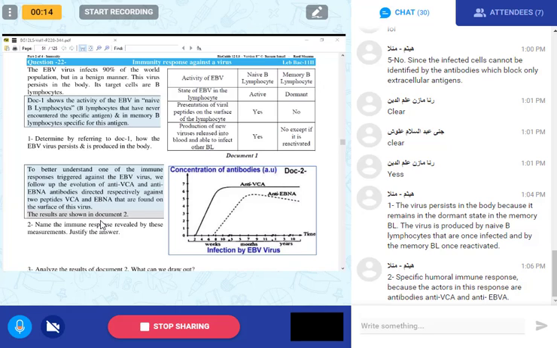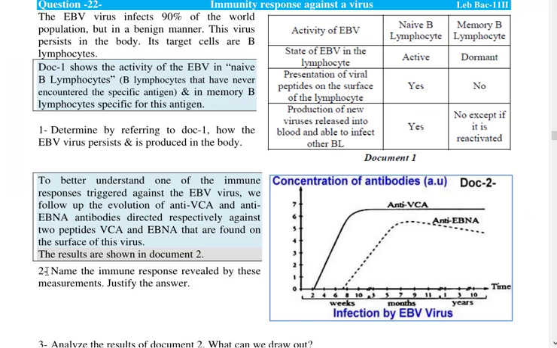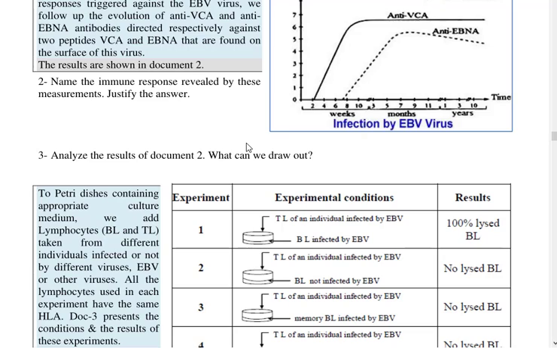طيب, now analyze the results of document 2. What can you draw out? يعني what can you conclude? Easy. Okay, after infection with the EBV virus, by 2 weeks the amount of anti-VCA increases from 0 to reach 6.5 AU and remains constant even after 10 years, while anti-EBNA starts to be produced in the 7th week, increases to reach 5 after 7 months, and then starts decreasing.